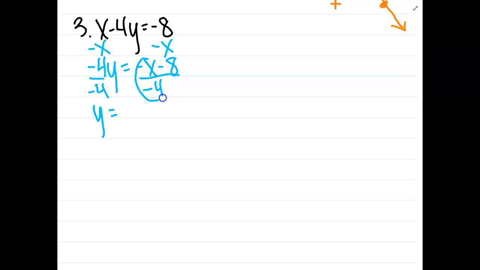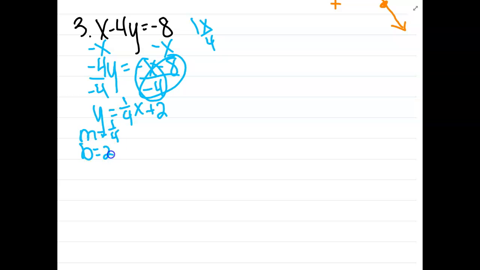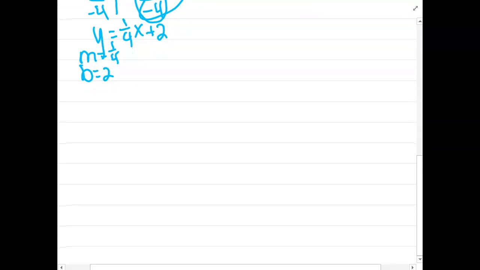Okay, I have negative x over a negative 4, a negative over a negative is a positive. And remember, with this x over 4, don't leave it as x over 4 because it's going to be confusing. We write the 1 in front of the x and kick the x out of the fraction, so we have a 1/4 x. And then we have negative 8 over negative 4, which would be a positive 2. So this line has the slope of 1/4 and a y-intercept of 2.